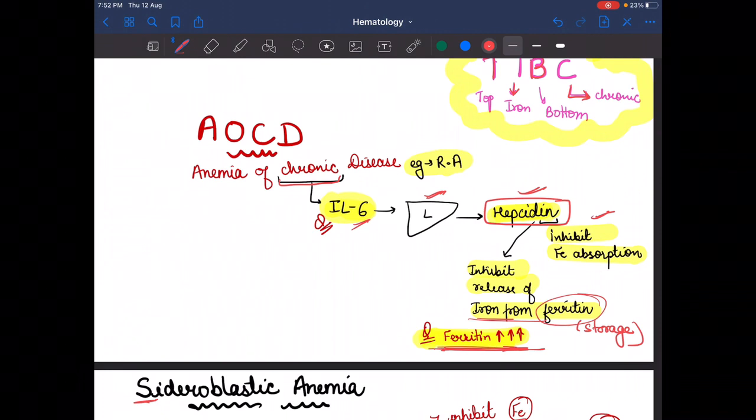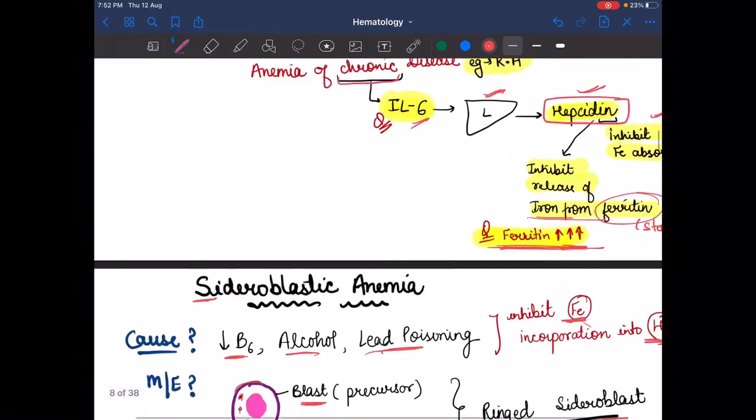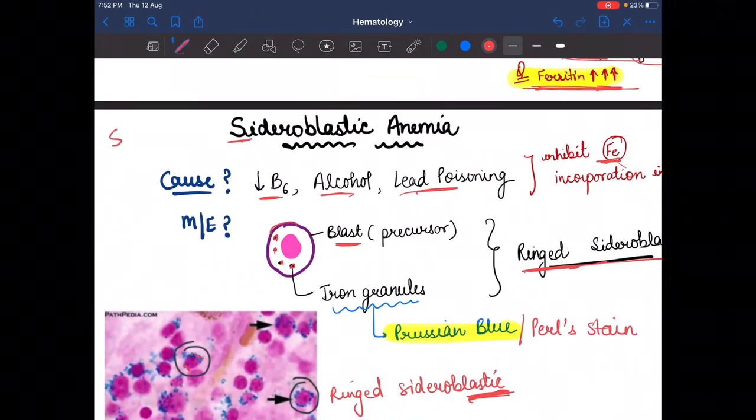Ferritin is going to increase, meaning more and more storage is built up. Storage is normal, but there is a deficiency of iron, because hepcidin does not let you utilize the storage form, and it also inhibits iron absorption. So this is anemia of chronic disease. Next one is sideroblastic anemia. Out of the SITA, we did anemia of chronic disease and iron deficiency anemia. Now is sideroblastic anemia, and thalassemia we will study in our next video.